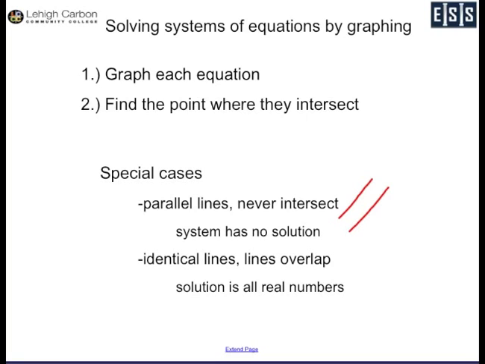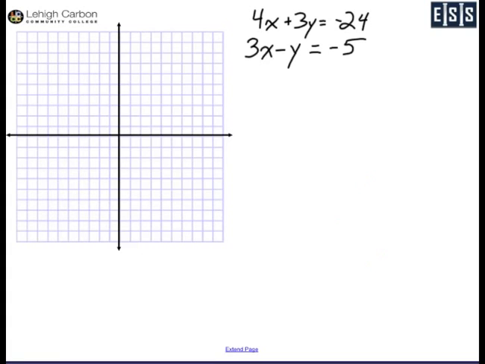The second special case is when you have identical lines. The lines are the same thing, just written different ways. In this case, the solution is all real numbers because it works everywhere. Our first system is 4x plus 3y equals negative 24 and 3x minus y equals negative 5. I'm going to start with my first equation, and I'm going to graph this by using my intercepts.